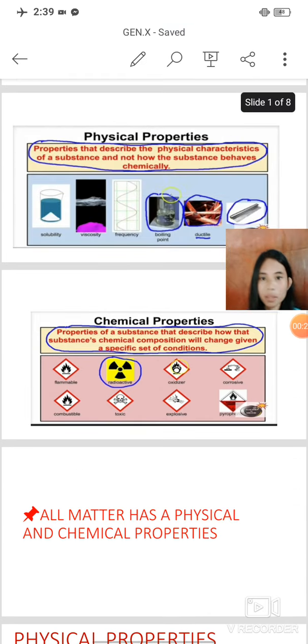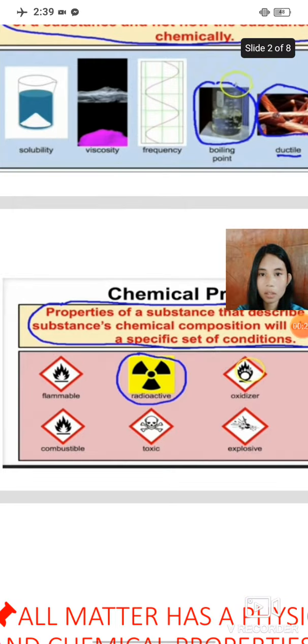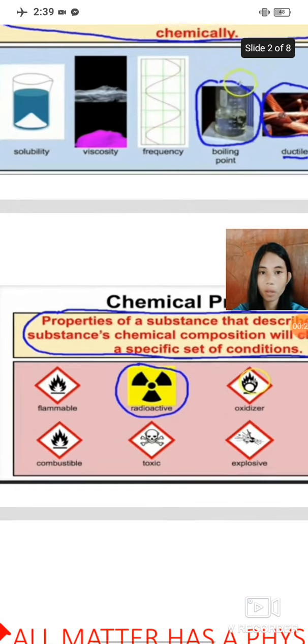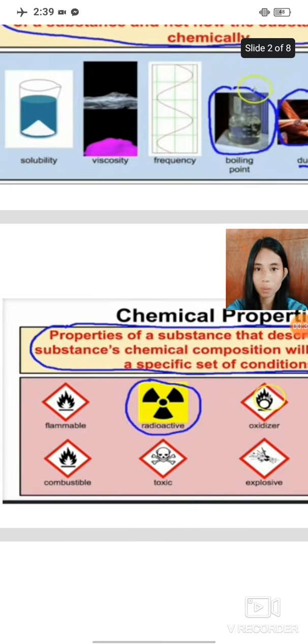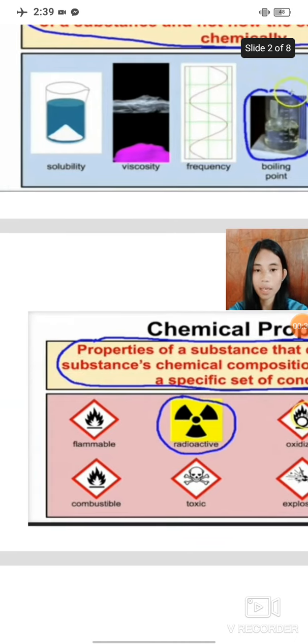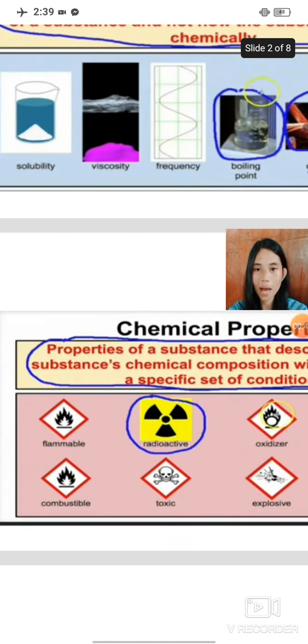So, physical properties such as solubility, viscosity, frequency, boiling point, and ductility. Solubility, like in water, right? Viscosity, an example is honey. Honey is higher in viscosity because honey is sticky.